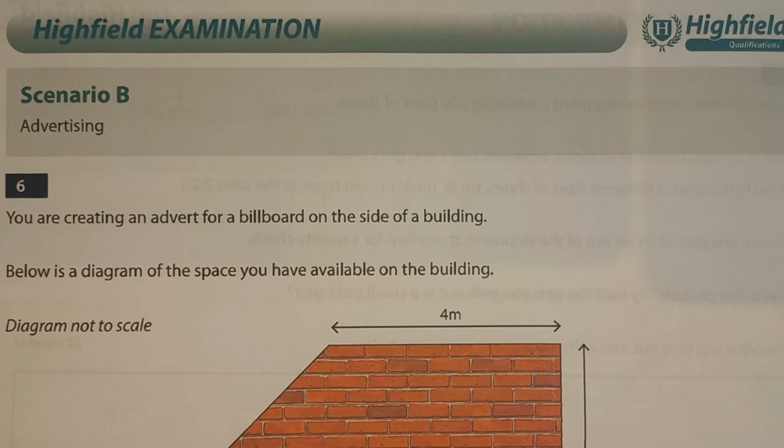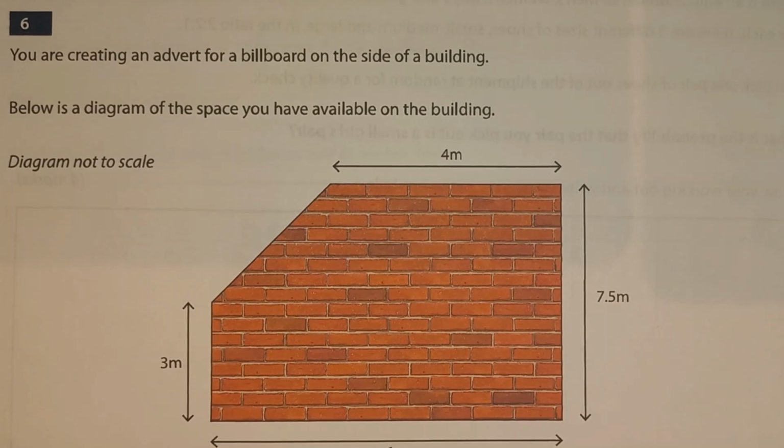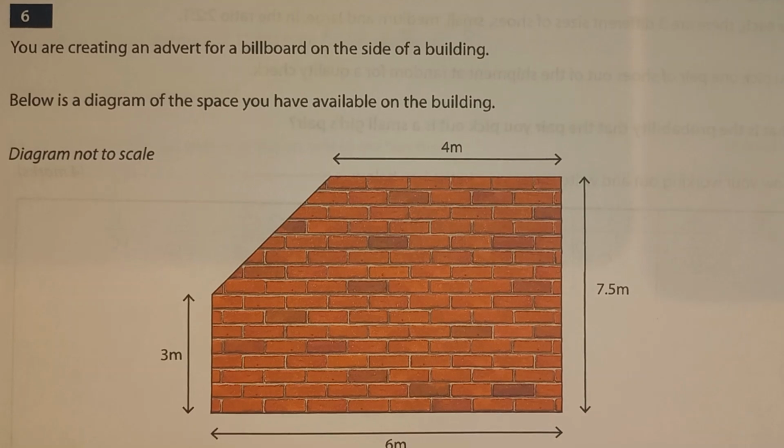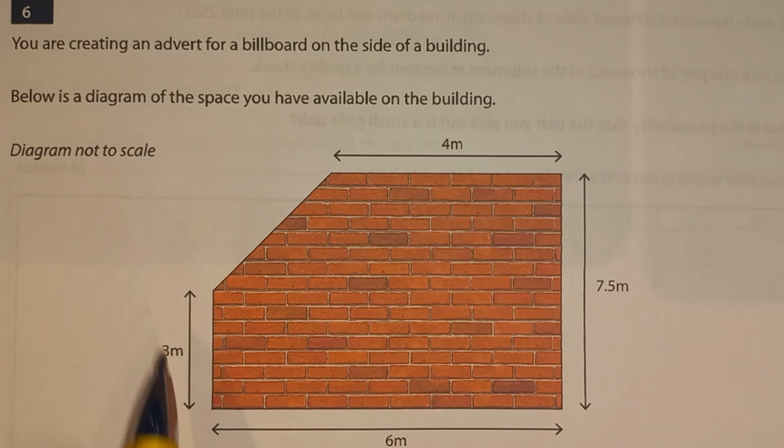Okay, so we've got question 6. Let's move this up so we can see at least all of the picture. You are creating an advert for a billboard on the side of a building. Below is a diagram of the space you have available on the building. Okay, so we've got a picture here. We've got the measurements written on it, but we're told the diagram is not to scale.